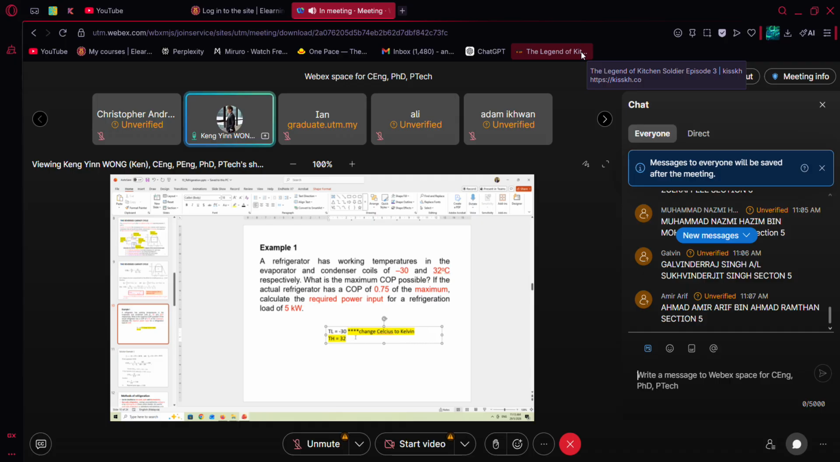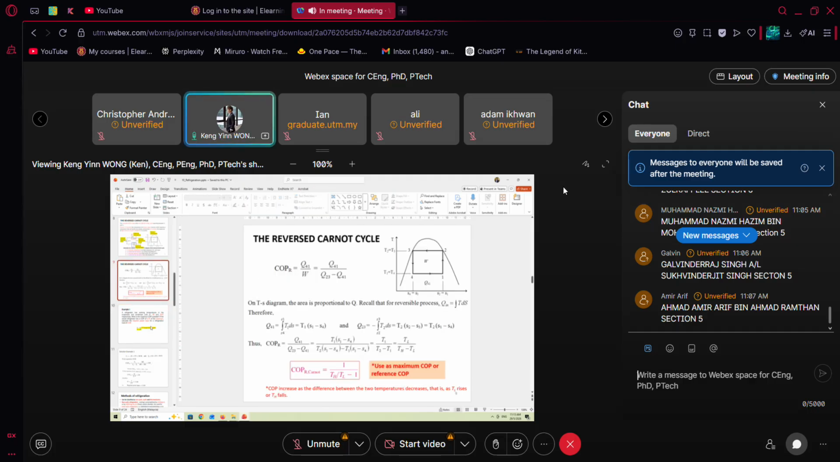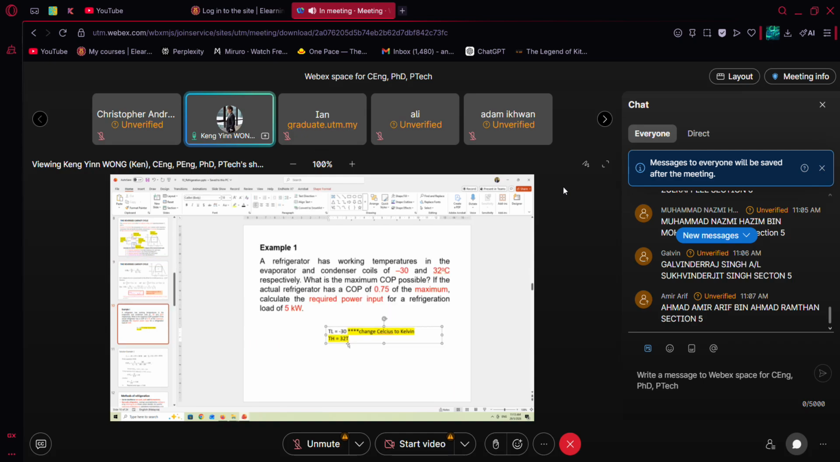Next, for the COP, we have to calculate the maximum COP. So how are we going to do it? COP max equals TL divided by, which one? Let me check. TL divided by TH minus TL. So now you just need to fill it in.